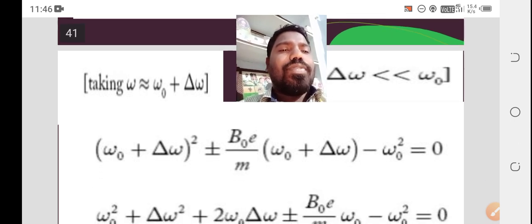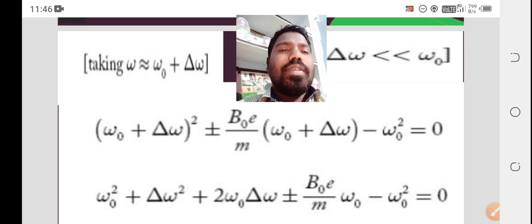In the further simplification, this is the (a plus b) whole square: omega square plus omega naught square plus delta omega plus 2ab. After simplification, see here, b naught e by m into del omega will be neglected. Why? Because del omega is much less than omega naught. In a similar way, the combination of b naught e by m into delta omega is very negligible. That is the reason it is neglected.